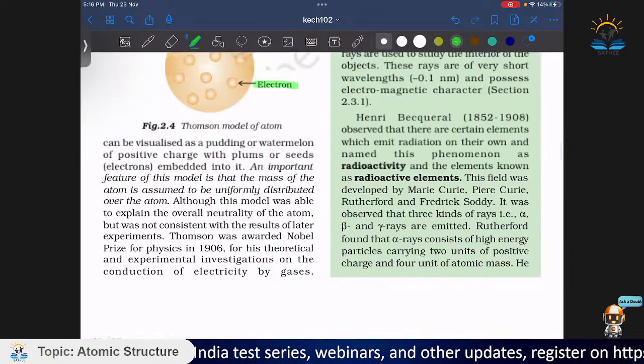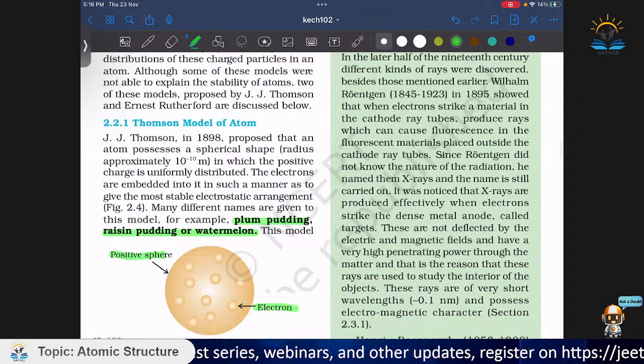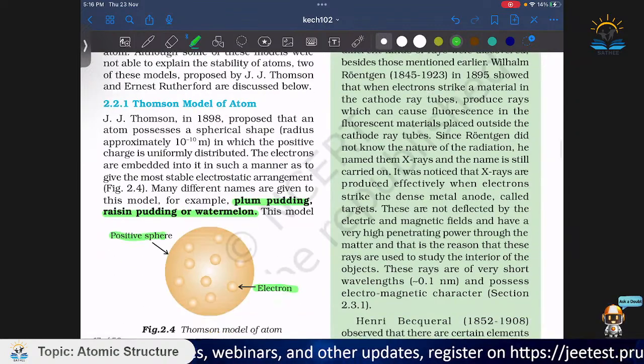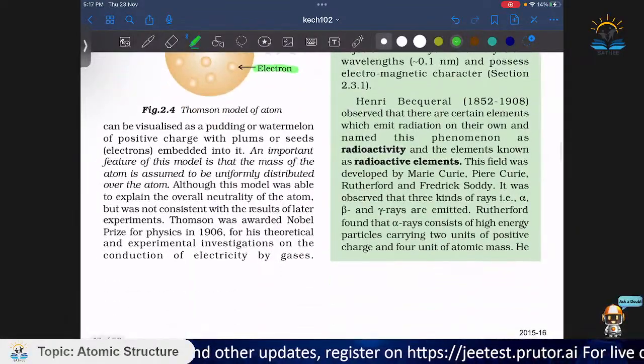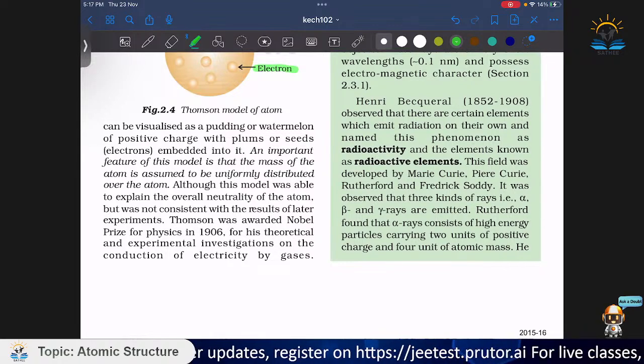Here we have a green box in which they are mentioning how X-rays were discovered and how radioactivity was discovered. So it's not that important. Questions don't come from here.